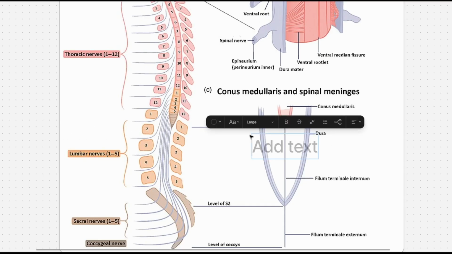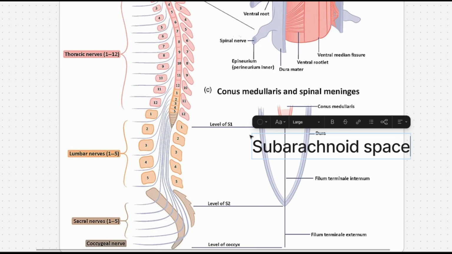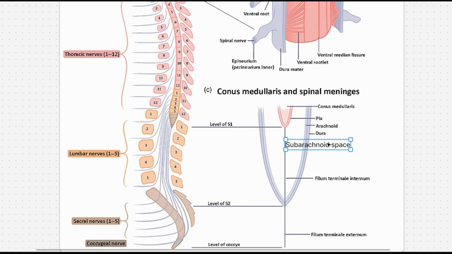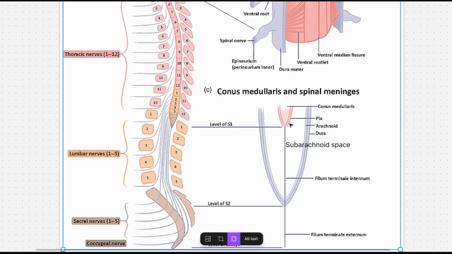This is called the subarachnoid space, right? So this is the subarachnoid space, and this is very important clinically because in this subarachnoid space, there is the cerebrospinal fluid, the CSF. And so if you want to sample CSF, this is where you would extract it, basically, from the subarachnoid space. So these are the three layers.